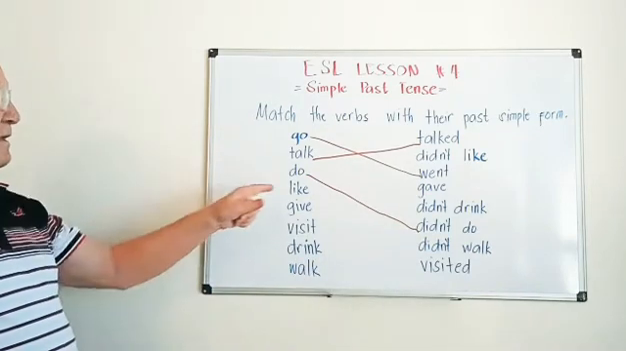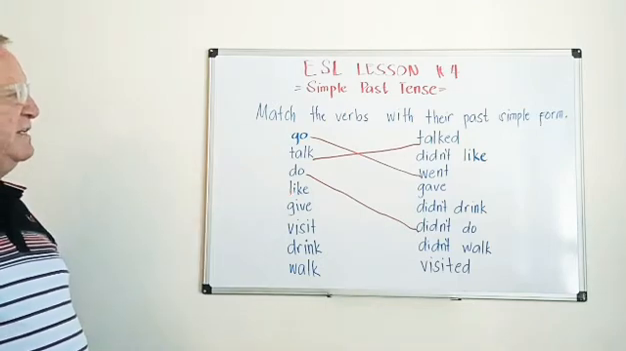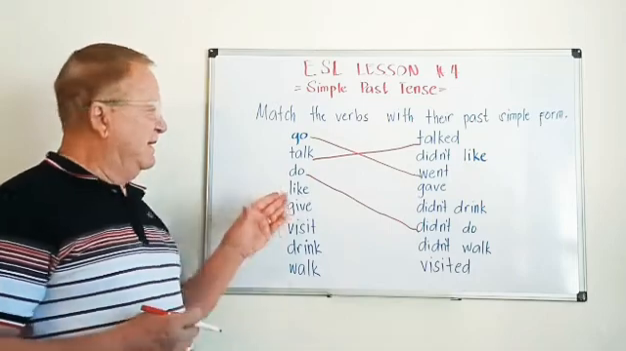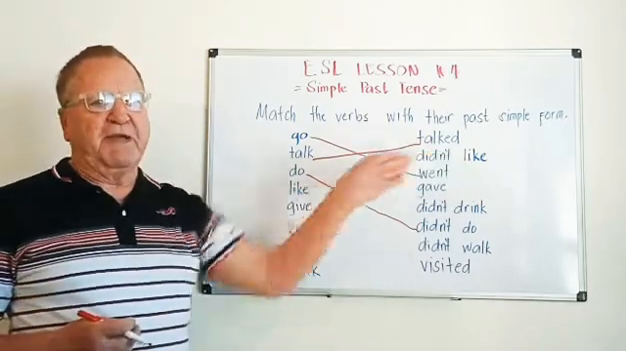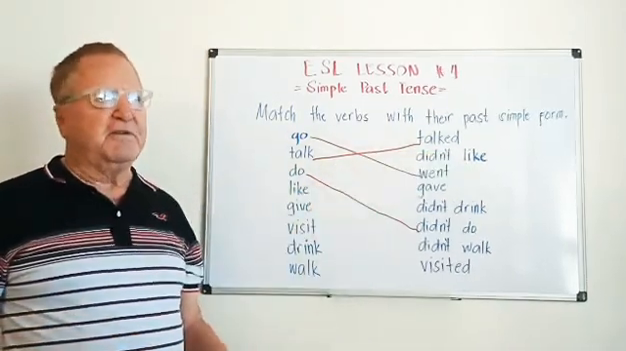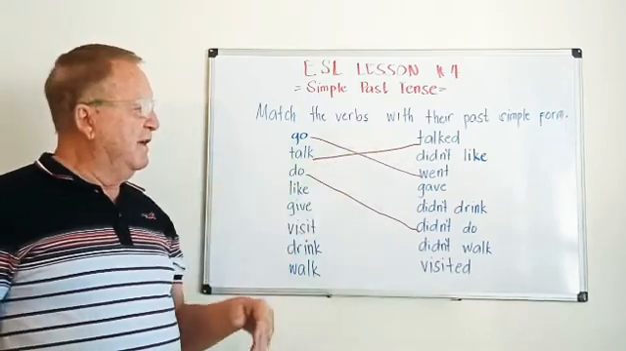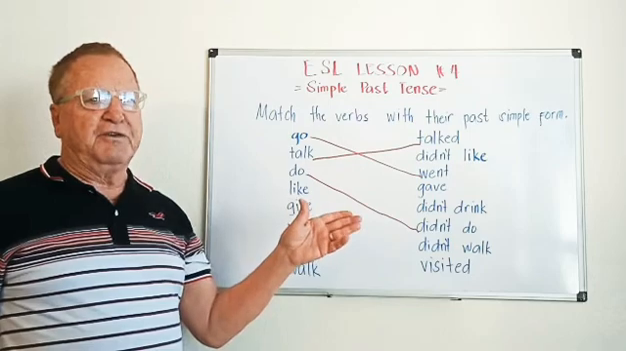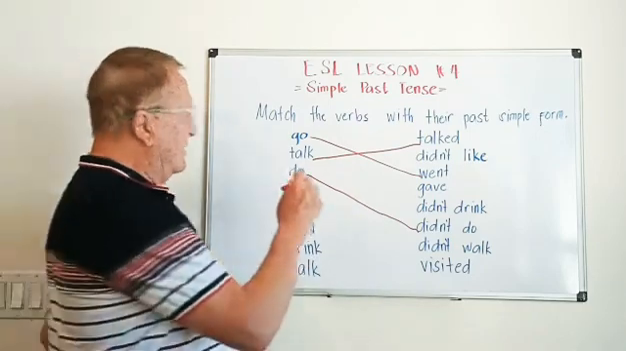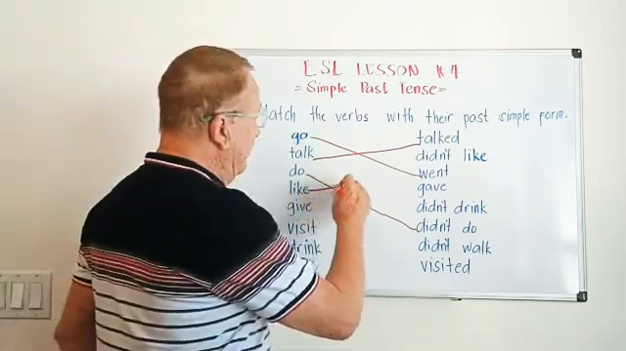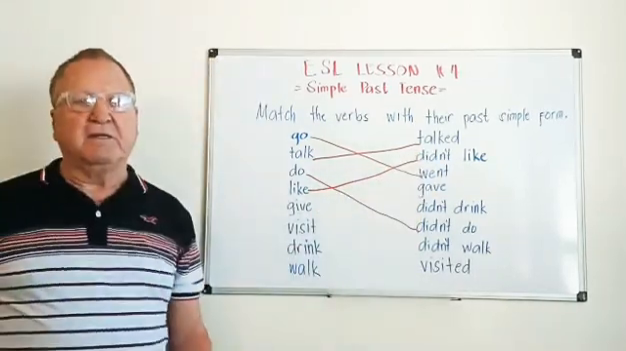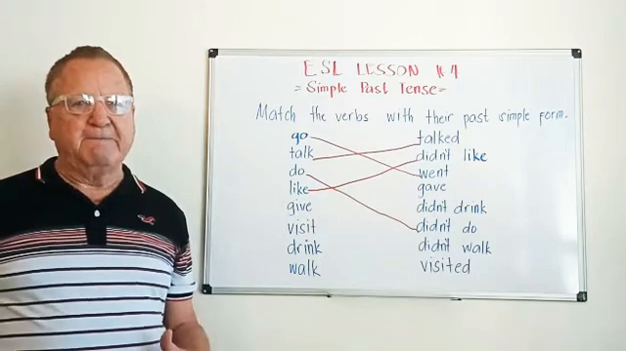Okay. The next one is like. Remember, when it's in the negative, we don't add the d onto it. If it was just regular and it wasn't a negative, I like something, I liked it last year too. Okay? Like, we're going to go over here and match it up to didn't like. Didn't like. Okay?